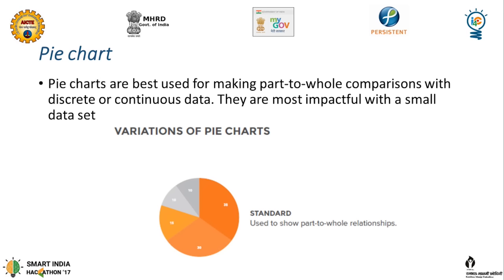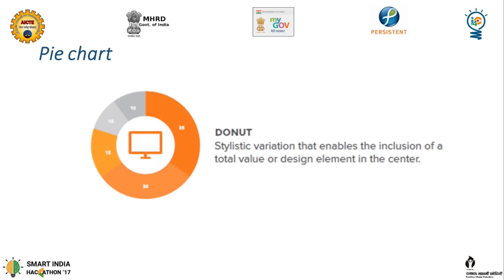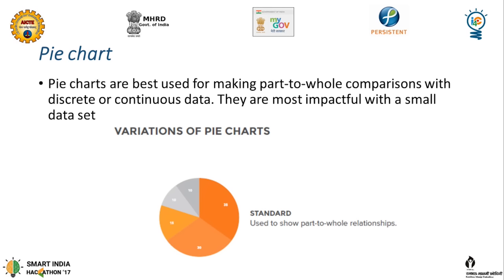So a standard pie chart is shown in the figure, and to have some aesthetic look, normally people use donut charts, a stylistic variation that enables the inclusion of a total value or design element in the center. So there is a space in the center, you can just put the total value there. And one of the important things which we need to keep in mind in a pie chart is the whole, it is always 100%. So all the slices should sum up, and when we add them they should make 100%, not more than that.